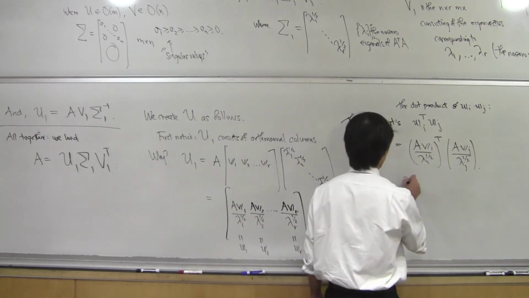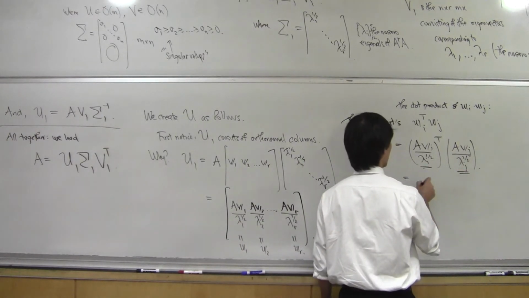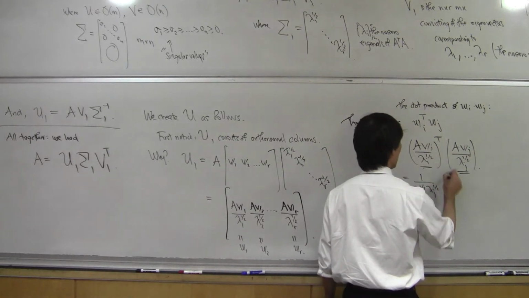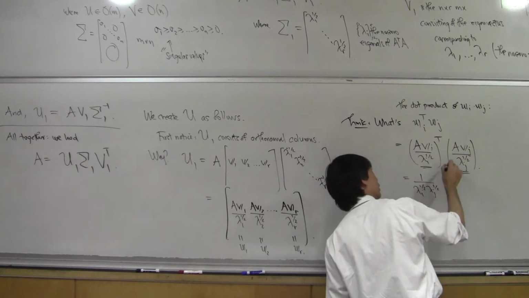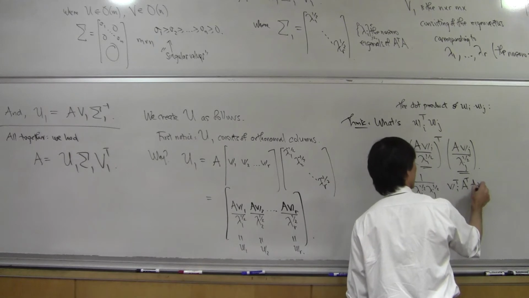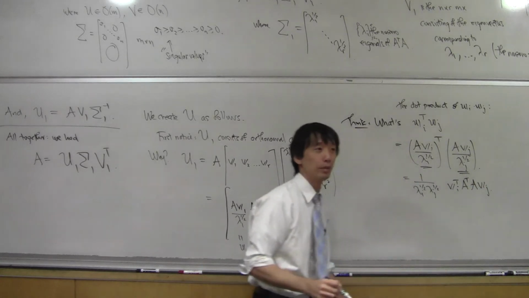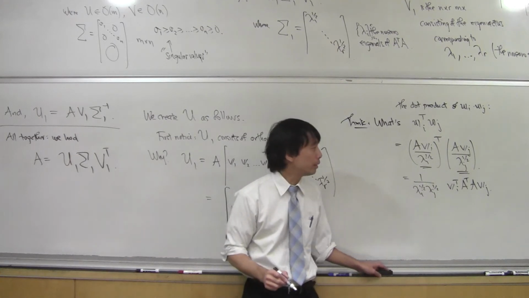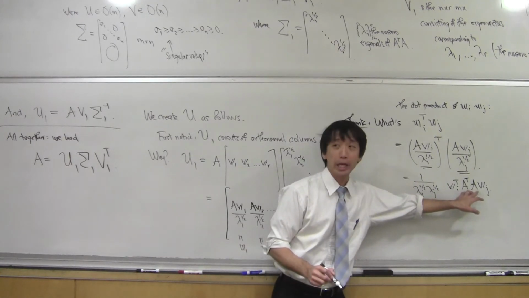All right, well, what's that? These constants we can pull out, right? So it's just going to be 1 over lambda i to the 1/2, lambda j to the 1/2. And then we get the transpose of A Vi. Well, the transpose of a product is the product of the transposes in the reverse order, right? So we get Vi transpose, A transpose A, Vj. Okay. Well, what's A transpose A Vj?